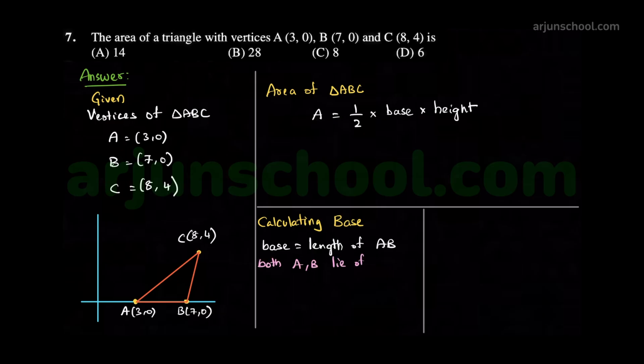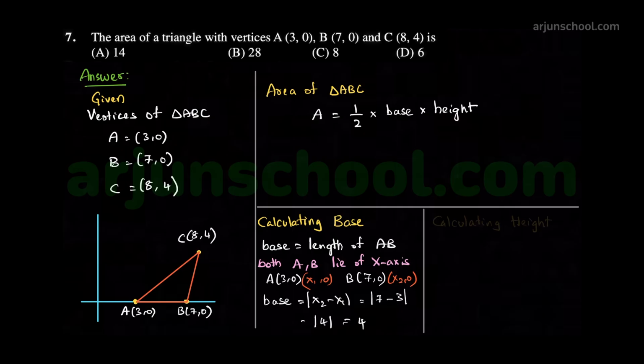Since A and B both lie on x-axis, the distance between these two points is modulus of x2 minus x1, where A (3, 0) is (x1, 0) and B (7, 0) is (x2, 0). Therefore, base is equal to modulus of x2 minus x1, that is equal to modulus of 7 minus 3, modulus of 4, which is equal to 4.